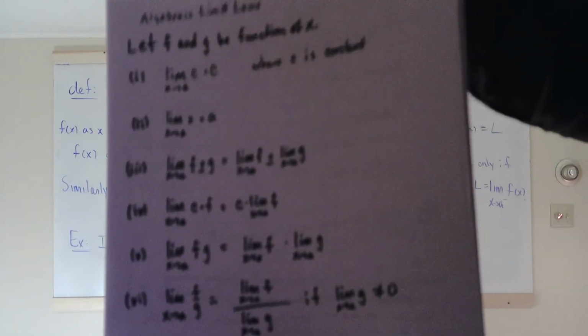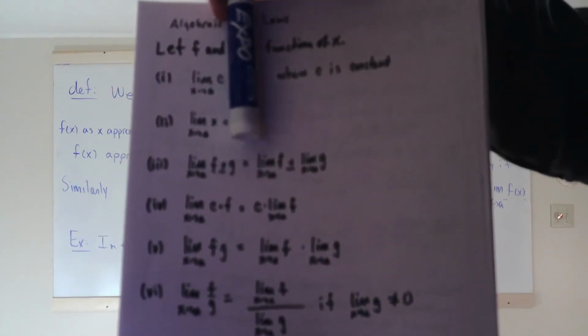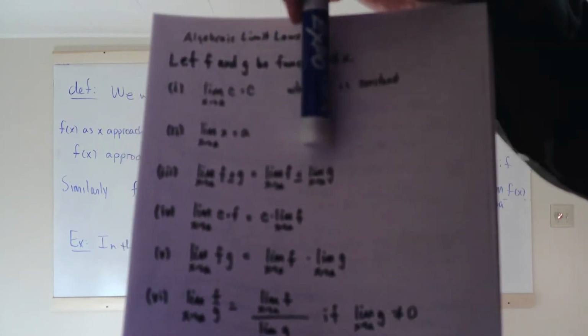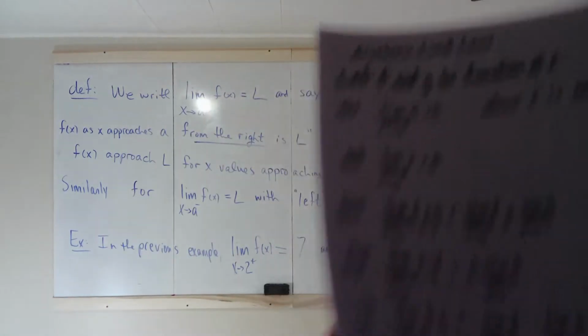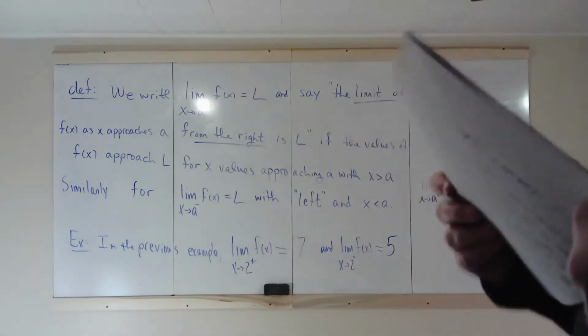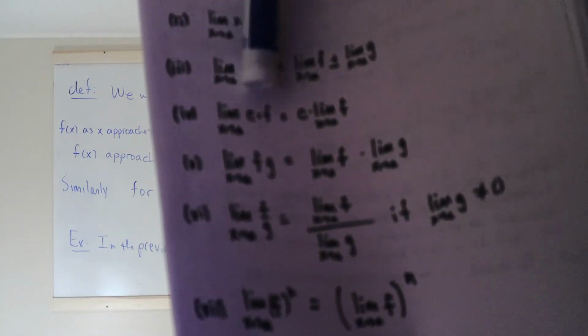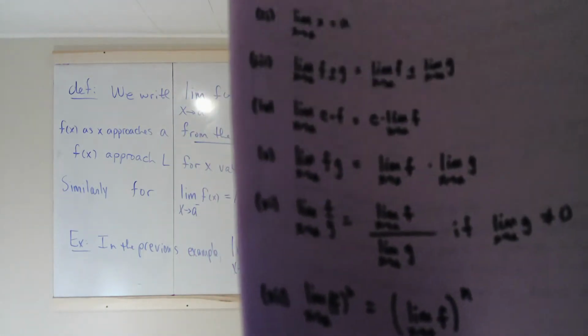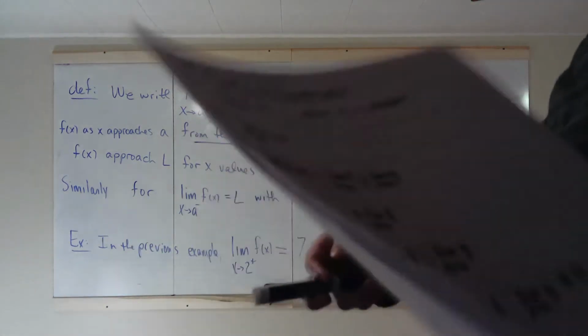Rule 3. Limit of f plus or minus g is limit of f plus or minus limit of g. So if you have a limit of 2 things added together, you can take the limit of one piece and then add it to the limit of the other piece, or subtract, if it's subtract. Fourth rule, very important. Limit of a constant times a function is a constant times the limit of the function. So if you have a constant in front of your function and you want to take the limit, you can just pull that constant out front and then take the limit.